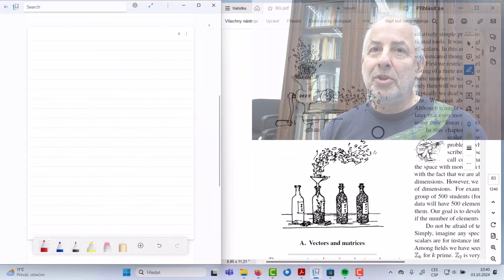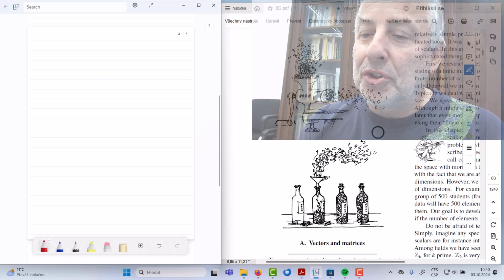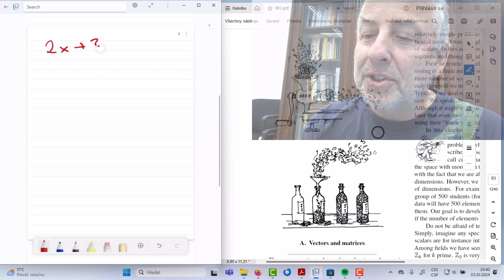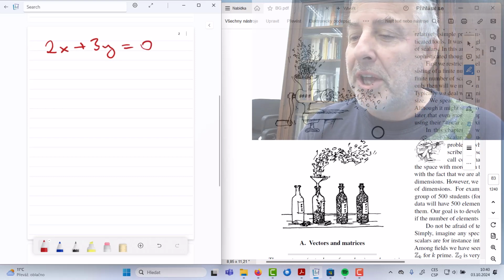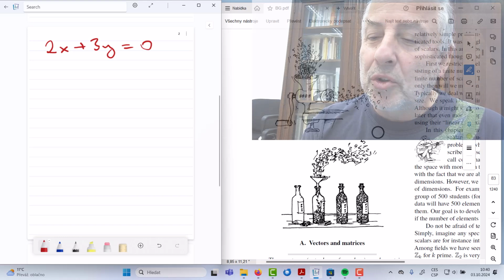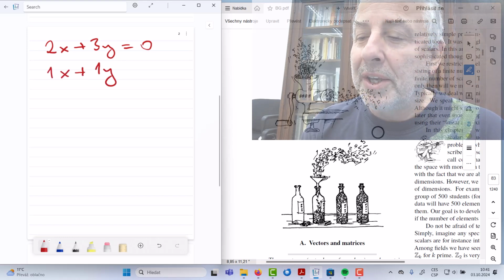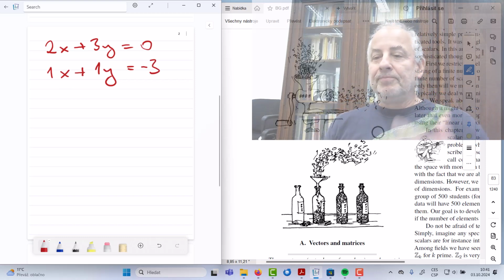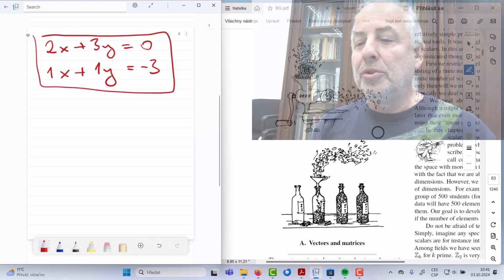A matrix is a scheme which you definitely have seen already, not only in the last 2 weeks, but whenever we are dealing with some equations, right? So linear equations. So you have something like 2x plus 3y equals, say, 0, and then another one would be, say, 1x plus 1y equals, say, minus 3, right? And if you want to solve that, that's something definitely everyone could do.